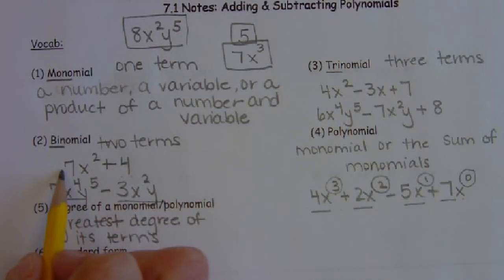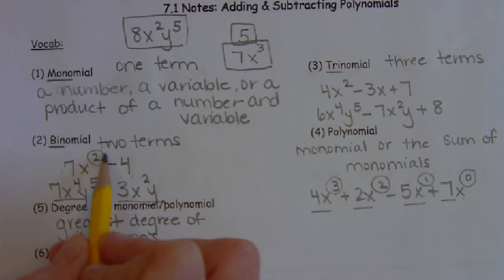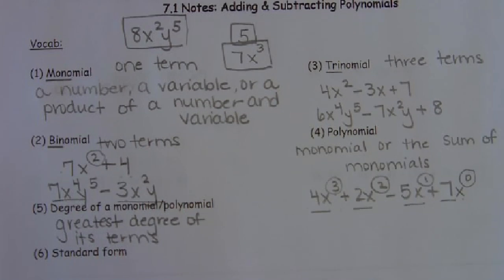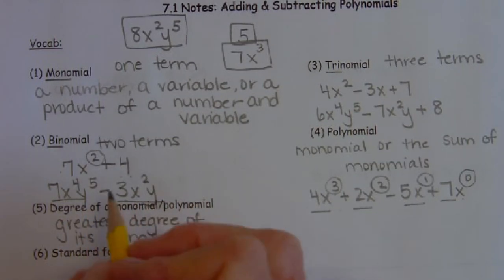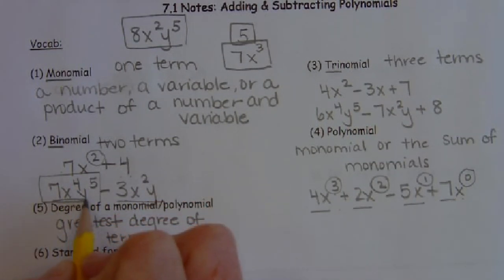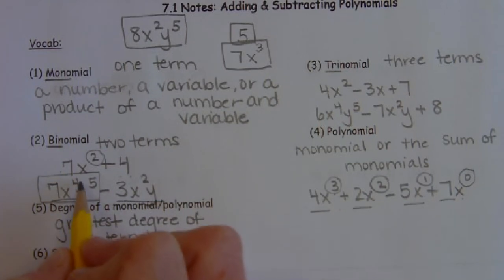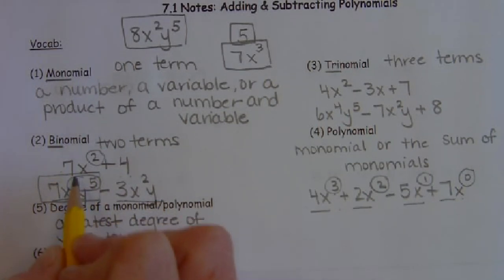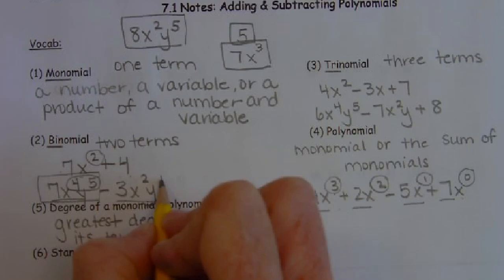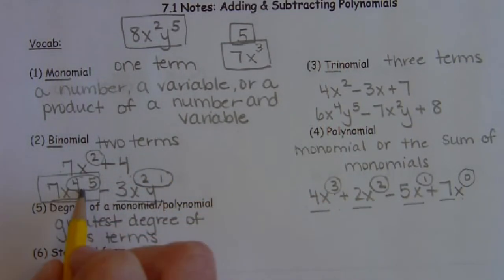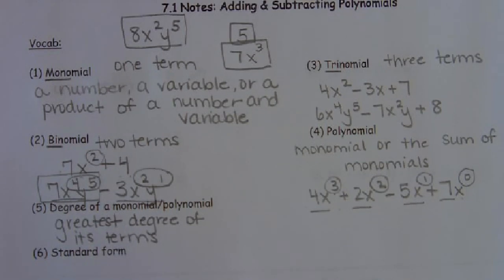This one right here, 7x squared plus 4, would have a degree of 2. It gets a little bit trickier when there's more than one variable in a term. If you take a look at this one, you have to look at the entire powers on all the variables. So this power would be 9. This power right here would be 3. Because 9 is bigger than 3, my degree is 9. We will practice that coming up in just a minute.